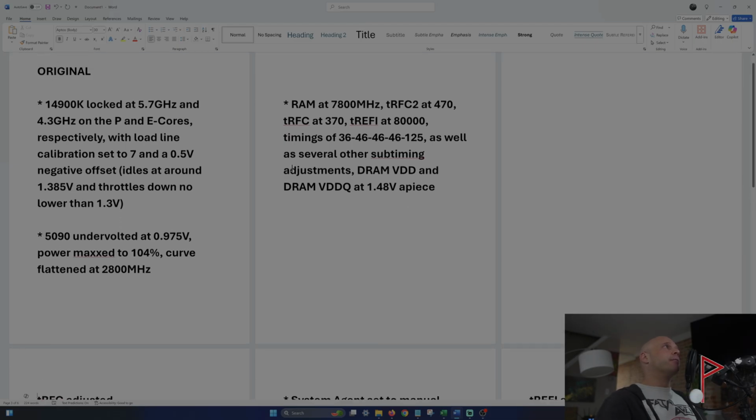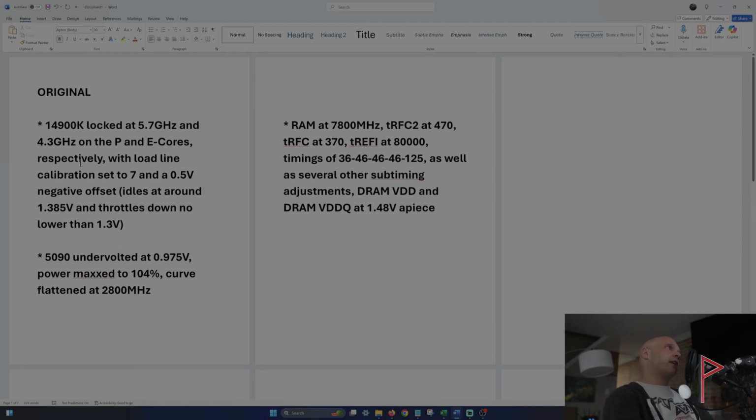It's right here. 14900K locked at 5.7 gigahertz and 4.3 gigahertz on the P and E cores respectively, with load line calibration set to level 7 and a 0.5 volt negative offset. This idles at around 1.385 volts and throttles down no lower than 1.3 volts. So very, very good delta there.